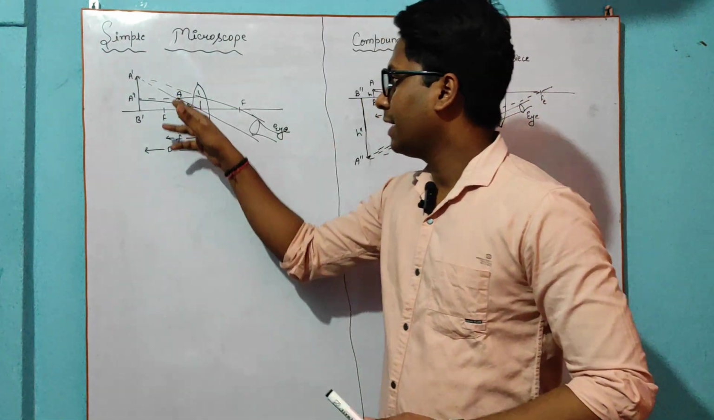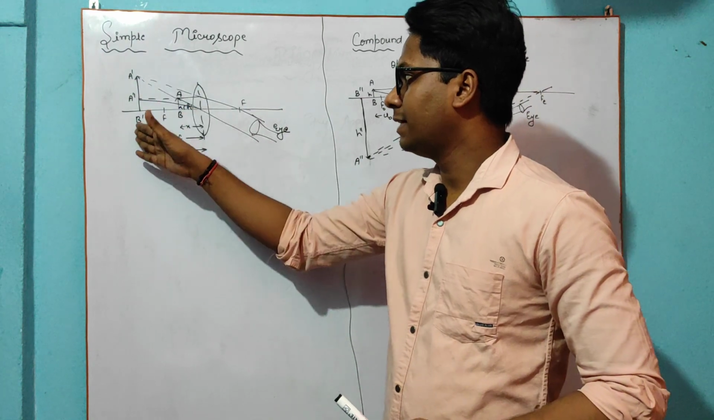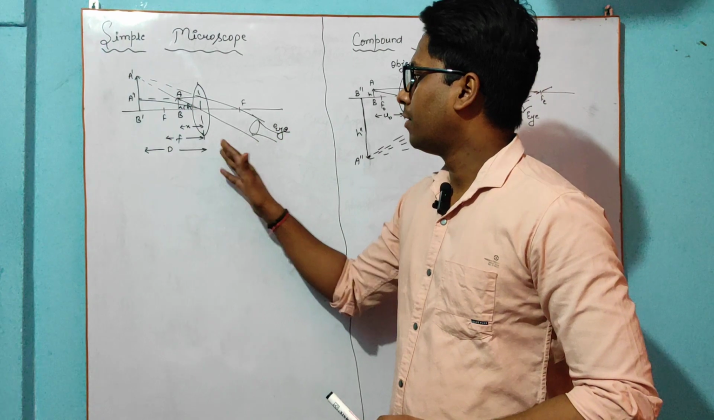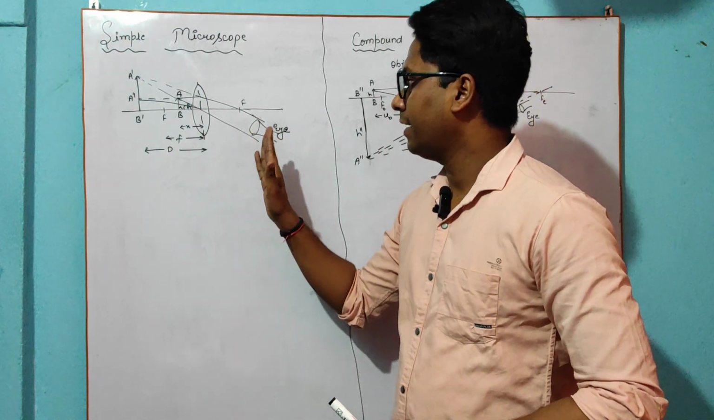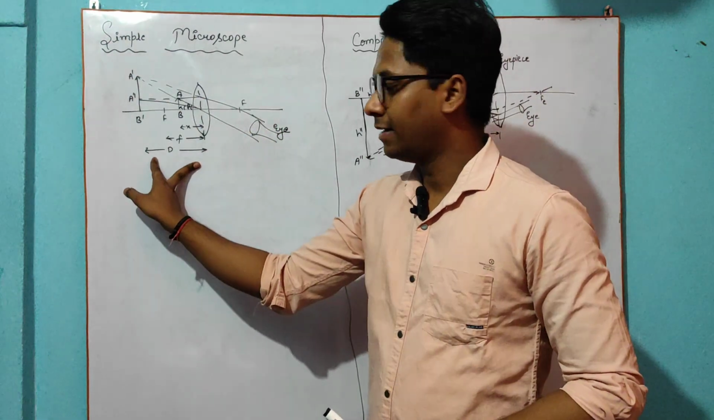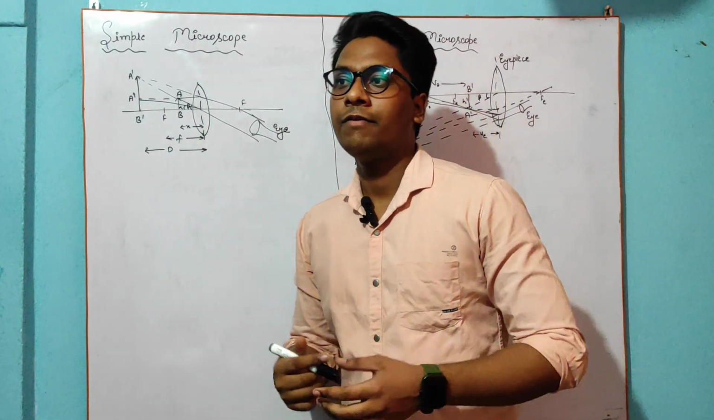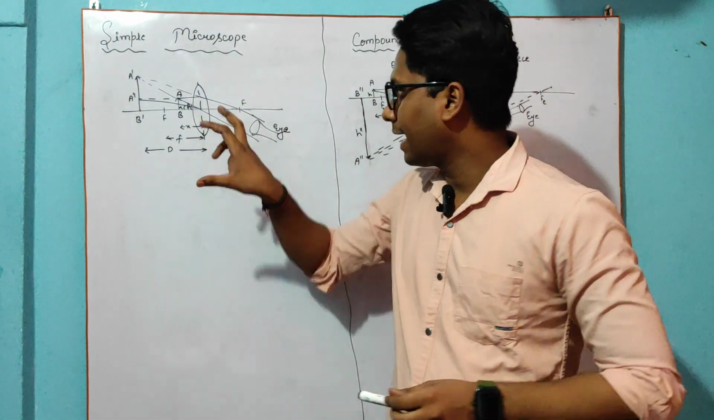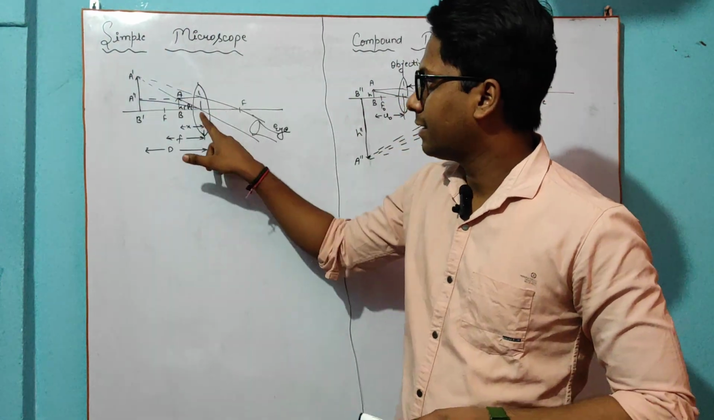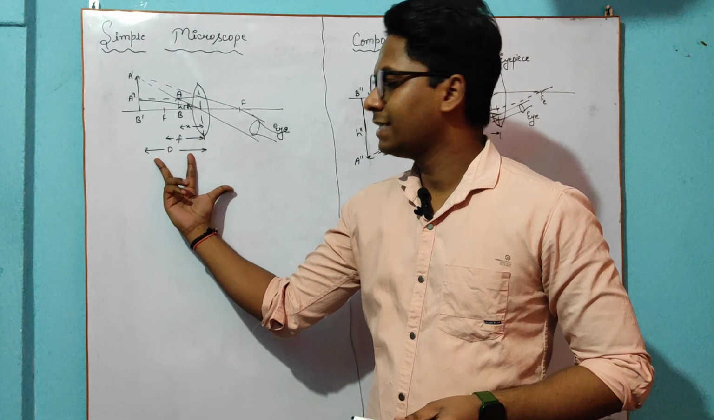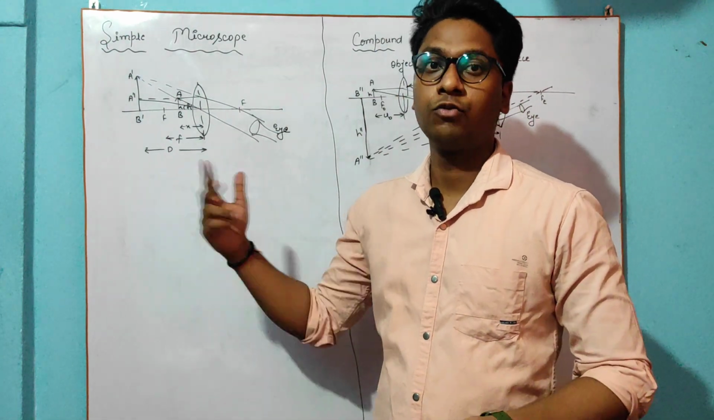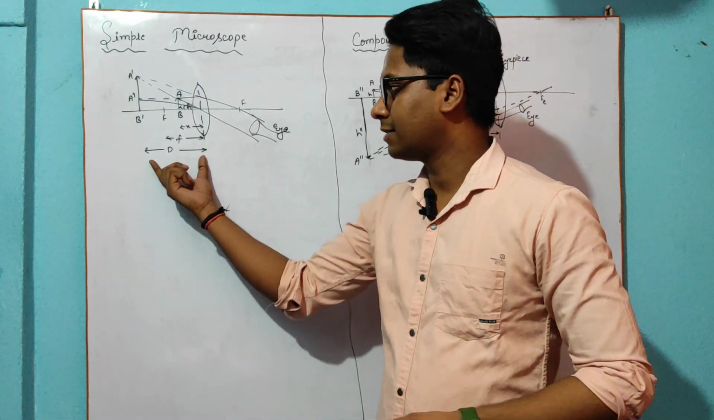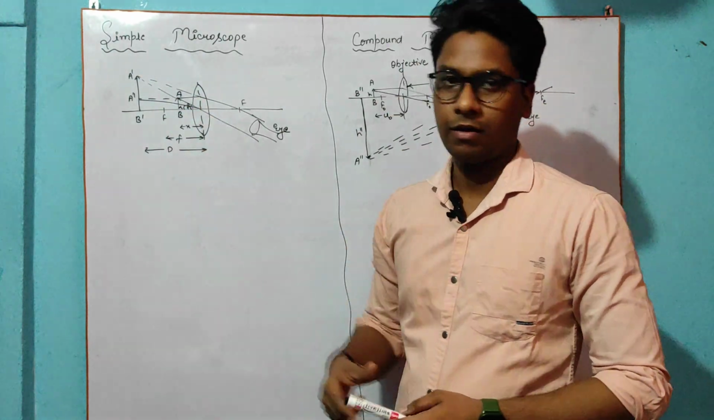Now let's suppose AB is the object, A'B' is the image formed, and this is the human eye. This lens is adjusted in such a way that the image forms at D. Now here we will define a term called magnifying power. Magnifying power is defined as the angle subtended by this image at D, meaning at the least distance of distinct vision, to the angle subtended by the object at the least distance of distinct vision, that is beta upon alpha.